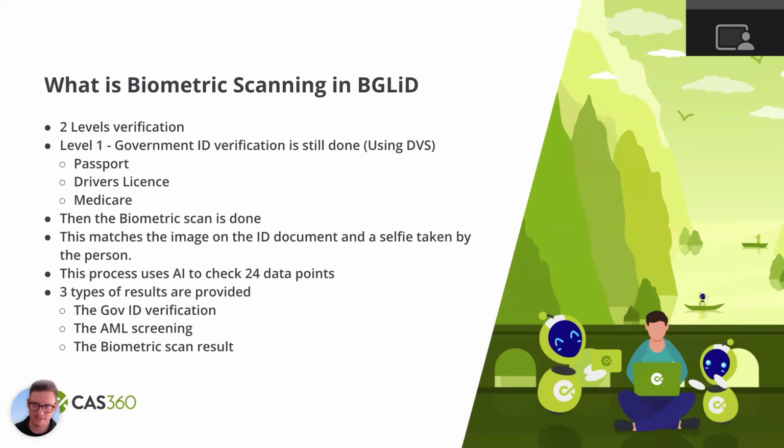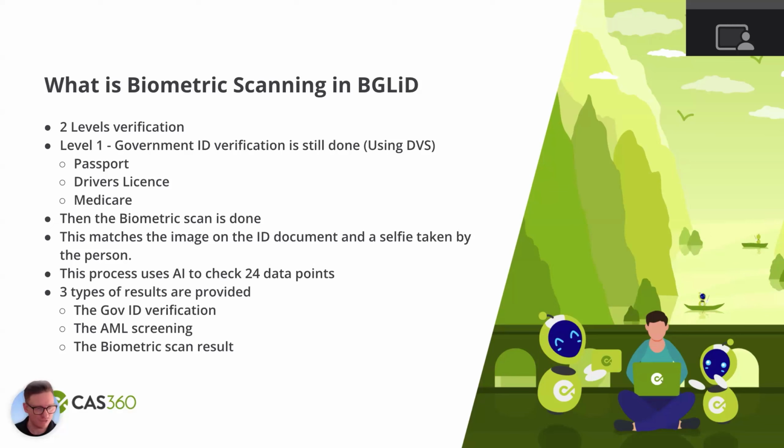So what this does is it goes through the same level 1 where we use a government ID document and we verify that that document is a legitimate document. Let's take, for example, a passport. We will get the passport and verify that it is a legitimately issued passport. And then, using that image on the passport, we will ask the client to take a selfie, and we will cross-check the image on the passport with their selfie to verify that there's a match between the 2 images. So this is then a second level of verification.